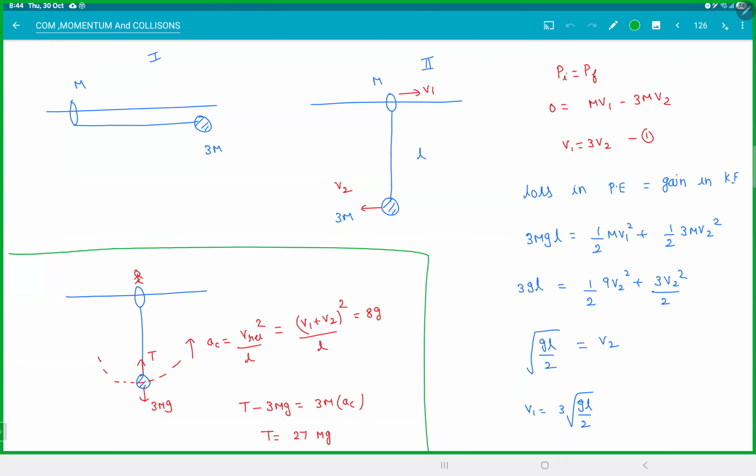Clear with this? Clear, na, Anvita? Shaurya? Vanchika? Vedika? Clear with this?